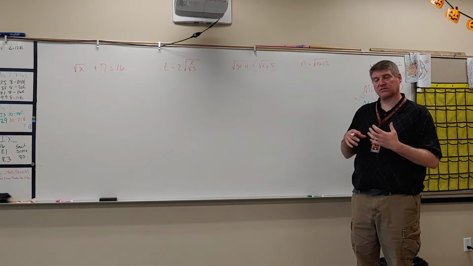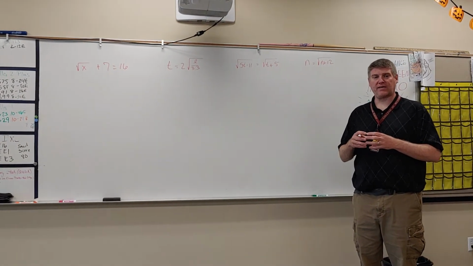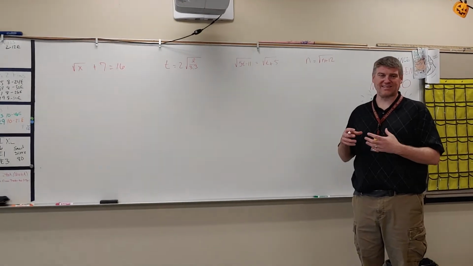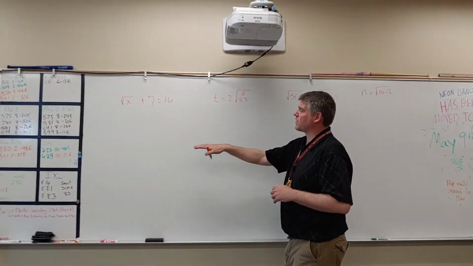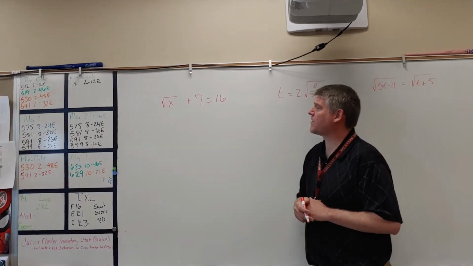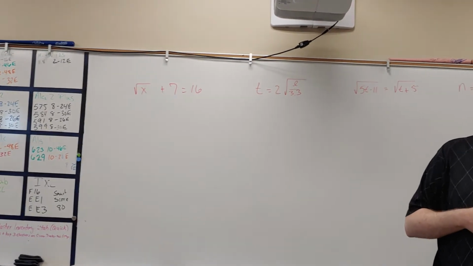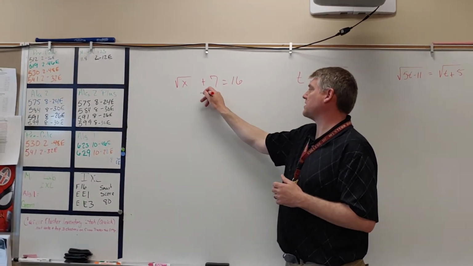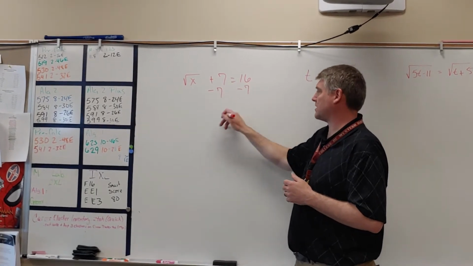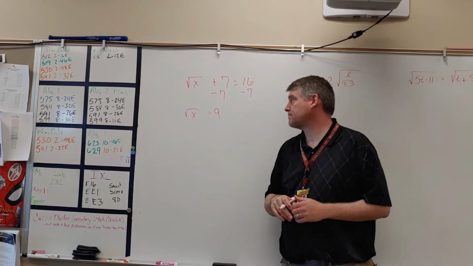Okay, so we have to understand what variable we're solving for, and then if it's inside of a radical, isolate that radical by itself. Our first problem over here: I have the square root of x plus 7 equals 16. The first thing I have to do is isolate my radical there. So I'm going to start by subtracting 7 from both sides, and I end up with the square root of x equals 9.